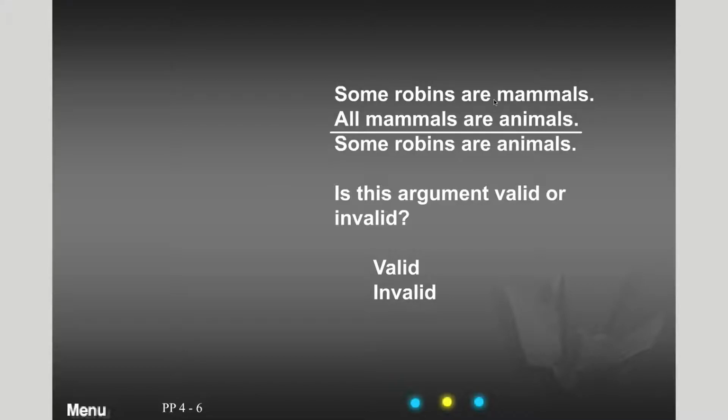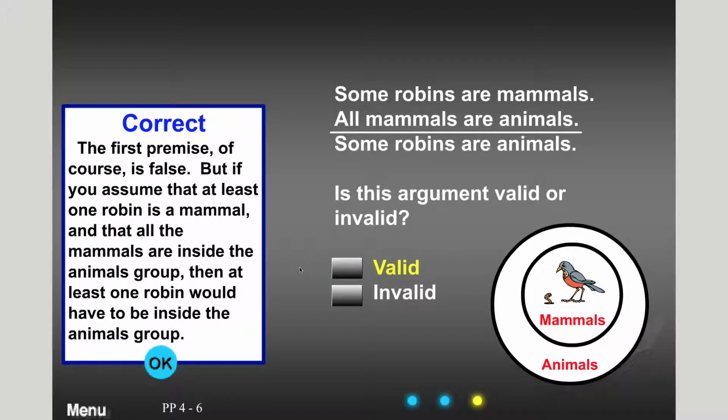Some robins are mammals. All mammals are animals. Therefore, some robins are animals. Well, we have that form again, which we look for in categorical syllogisms, where we have a match between the predicate of one and the antecedent of the other. And so we have some robins are animals. Is this argument valid or invalid? It's valid. The first premise, of course, is false, but we're not worried about that. But we know that some robins are mammals, which means that some robins are animals. Okay, and that's all that matters for now.